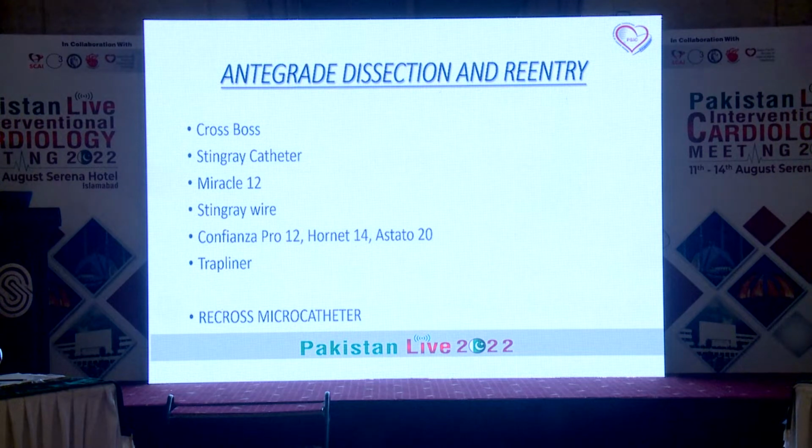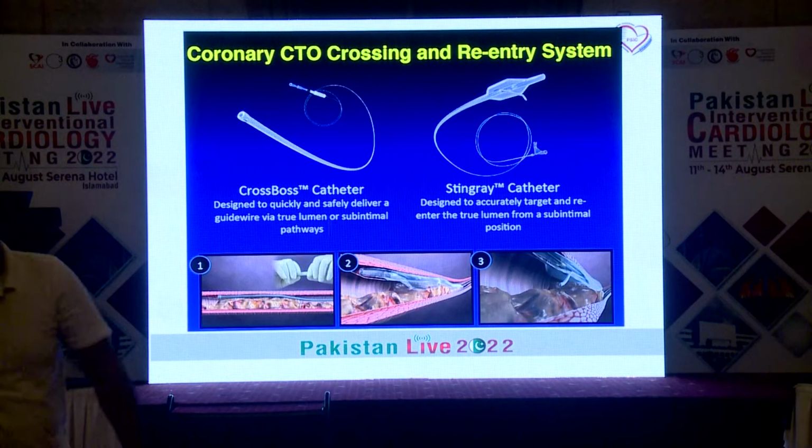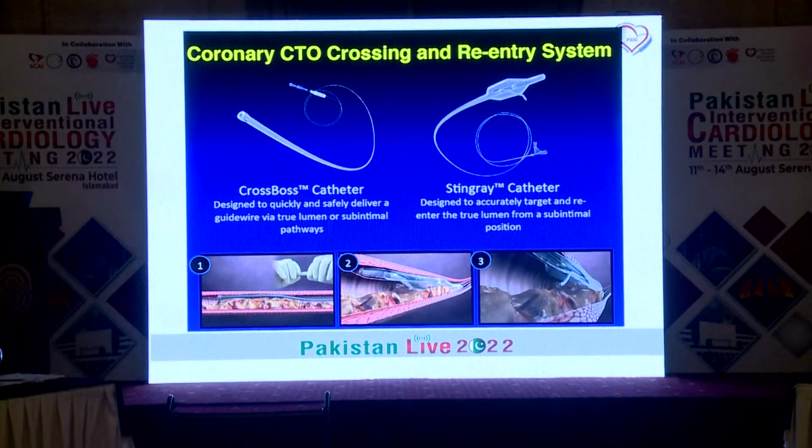Now the ReCross microcatheter, which I've mentioned before as well, is the cheaper way of antegrade dissection and re-entry. And it is a catheter with 3 exit ports. So once your wire goes subintimal, you can use this microcatheter and use one of the re-entry ports to get back into the lumen. So this is the Stingray and the CrossBoss catheter. You first take the CrossBoss catheter and traverse the subintimal space, and then you use the Stingray catheter, inflate the balloon, and re-enter from its exit ports.